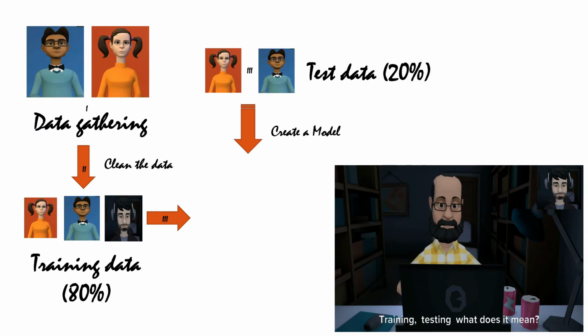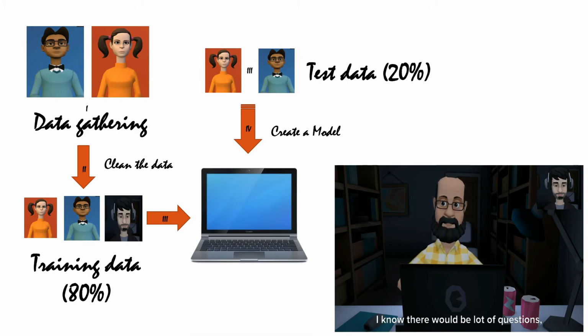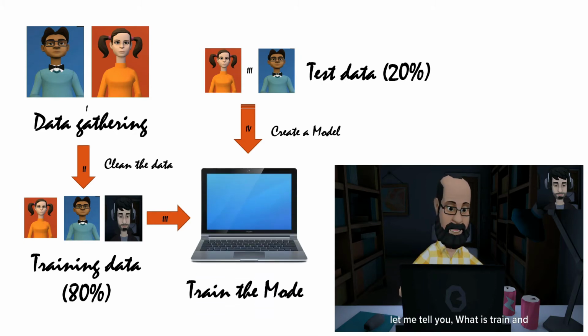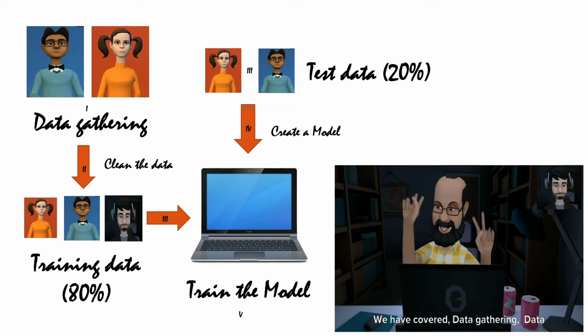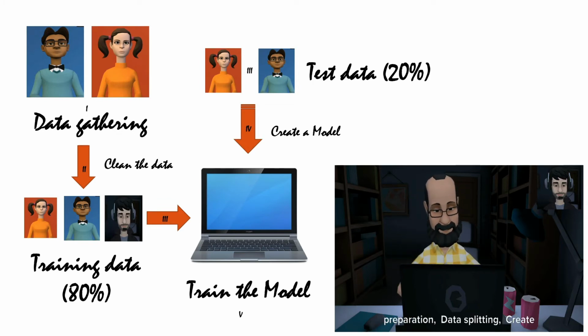Training, testing, what does it mean? I know there would be a lot of questions. Let me tell you what train and test are here. These are methods to measure the accuracy of your model. Train the model means create the model, and test the model means test the accuracy of the model. We have covered so far data gathering, data preparation, data splitting, create a model, train a model. So I guess we are good to move ahead.